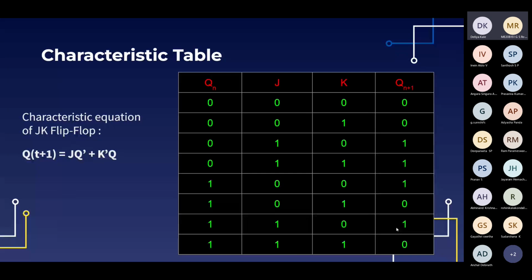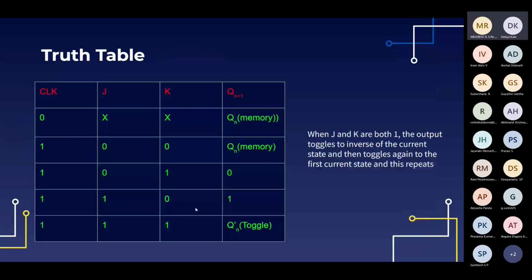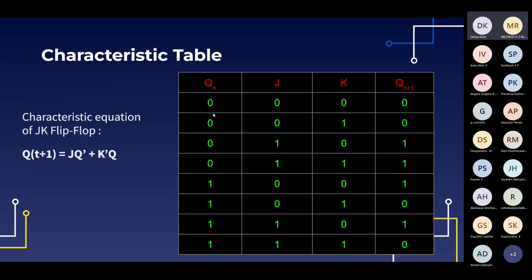Now, let's see what happens when both of them are equal to 1. When J and K, both of them are 1, first it will toggle. So Q1 is 0, so it will toggle to 1. And over here, when Q1 is 1, it will toggle to 0. So this is what the characteristic table is.